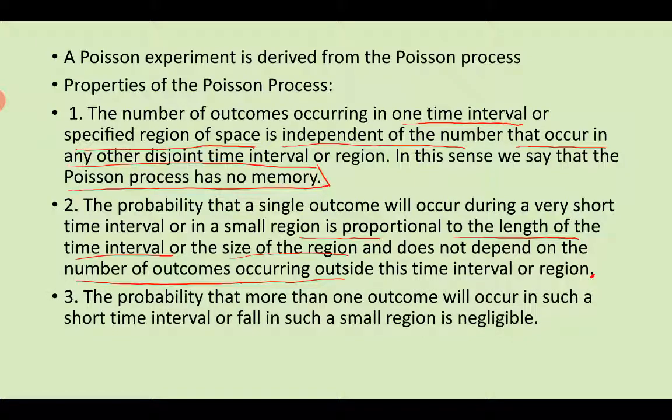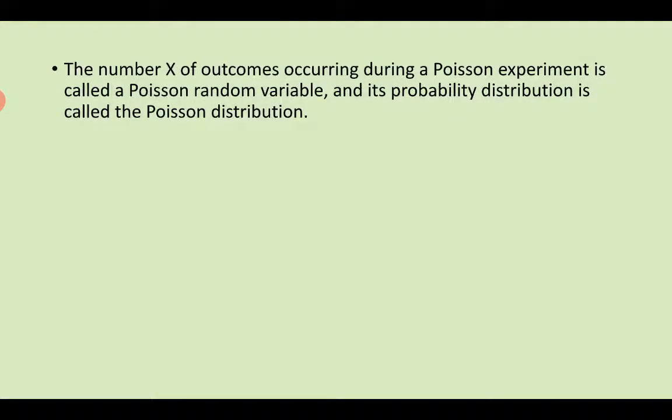The probability that more than one outcome will occur in such a short interval or fall in such a small region is negligible, very small probability. Probability of more than one outcome, probably one may occur in this interval. To get more than one outcome, one event in the same time interval is very rare. So it's very negligible. Number x of outcomes occurring during a Poisson experiment is called Poisson random variable, and its probability distribution is called Poisson distribution.